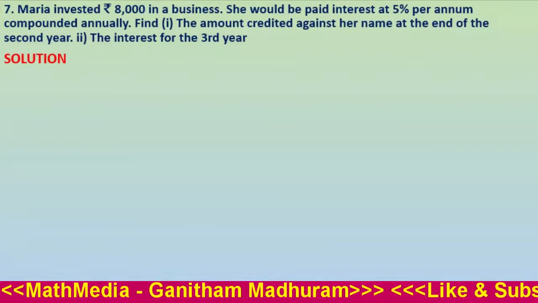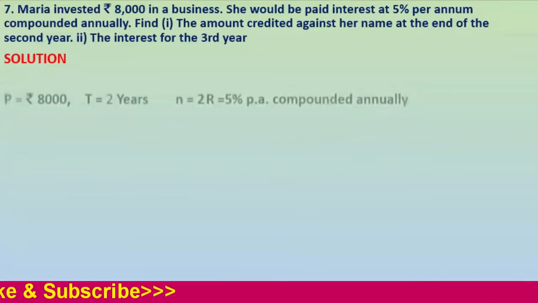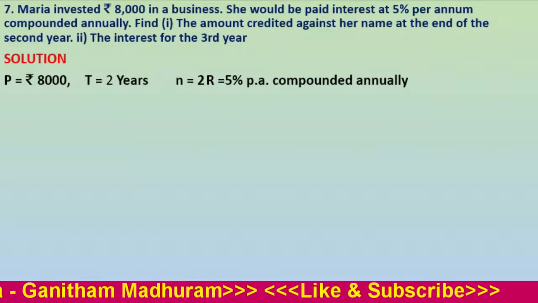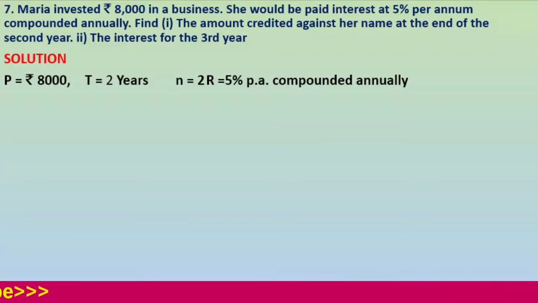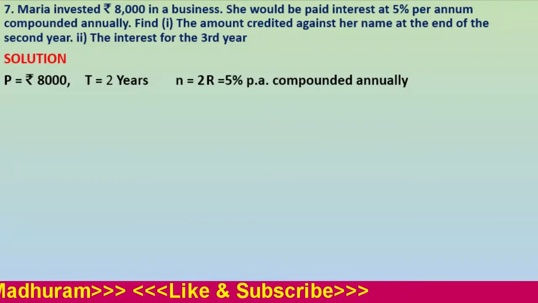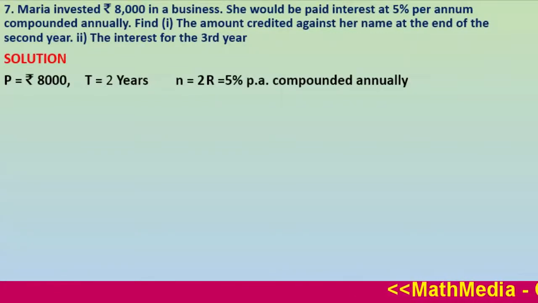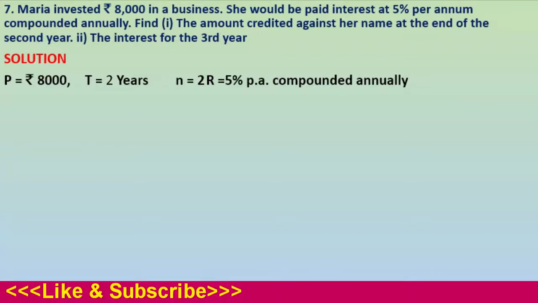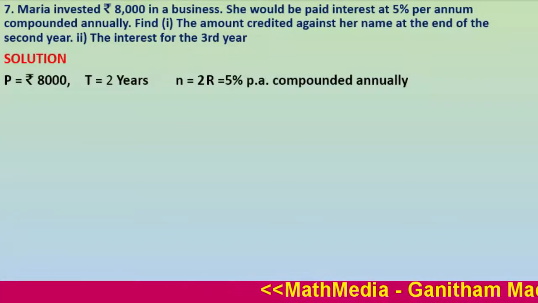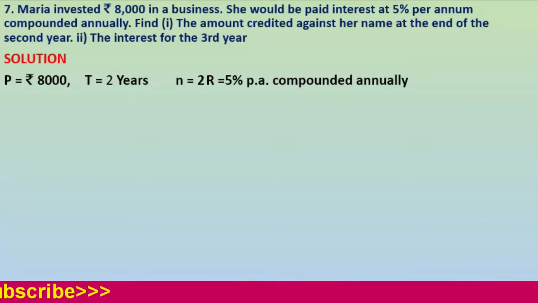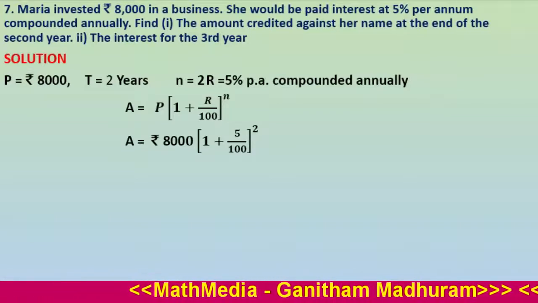Here, Maria invested rupees 8,000 in a business means our principal P equal to 8,000. Time T equal to 2 years. Rate of interest equal to 5% per annum compounded annually. Therefore, N is equal to 2. Now, we can apply the compound interest formula. Do you remember that formula for compound amount? Yes, amount A equal to P into 1 plus R upon 100 raised to N.